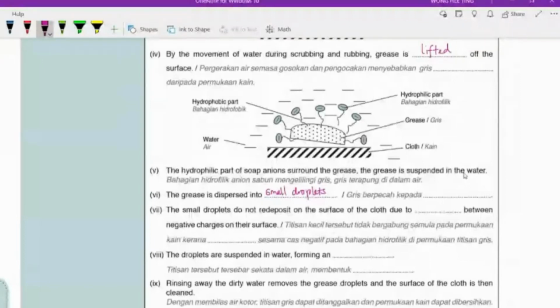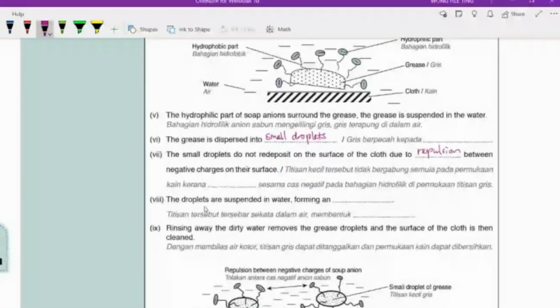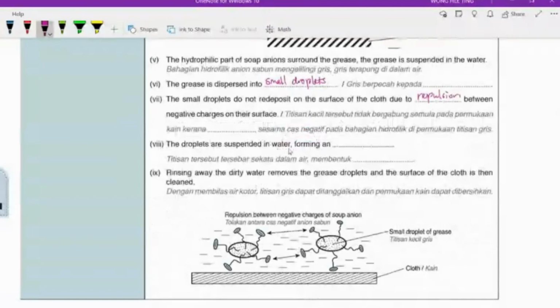Then the small droplets do not redeposit on the surface of the cloth due to the repulsion between the negative charges on their surfaces. Okay, here you see, all have negative charges. So it won't stick back to the cloth anymore. Then the droplets are suspended in water, forming an emulsion. Okay, emulsion.